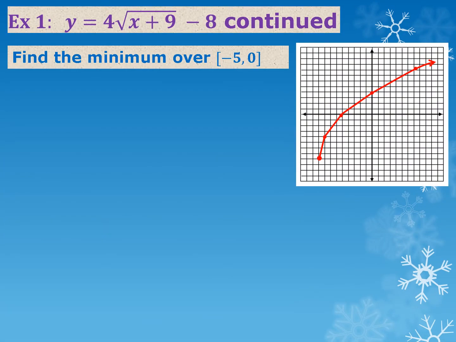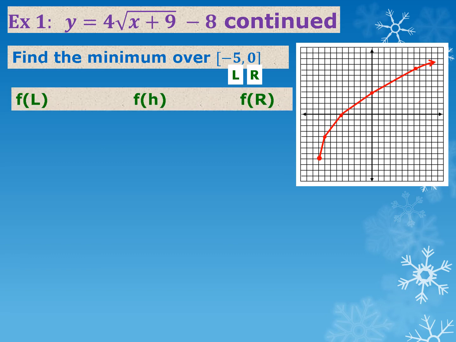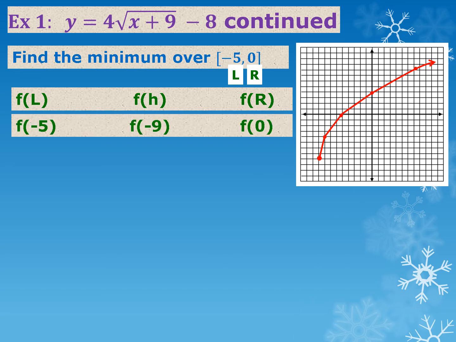Now, let's do the minimum. What if I want the minimum over the interval -5 to 0? So I still have L and R, so I have to do f of L, f of H, f of R. My H is still -9. But wait a minute before I go on. Is -9 in between -5 and 0? I don't believe so, Scrooger. So since -9 is not in between -5 and 0, we don't have to figure him.